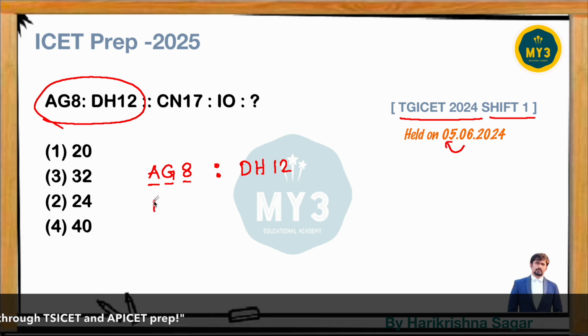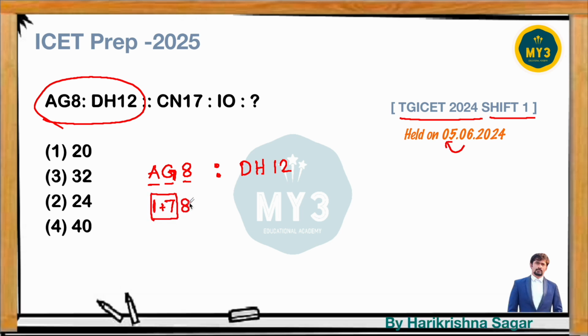AG8. A position is what? 1. G position is what? 7. 1 plus 7, which is equal to 8. That they have taken here. In the similar way, DH. D is 4. H is 8. 4 plus 8, which is equal to 12. That you are able to see here. Similarly, CN17. C is the third alphabet. N is the 14th alphabet. 3 plus 14, which is equal to 17.